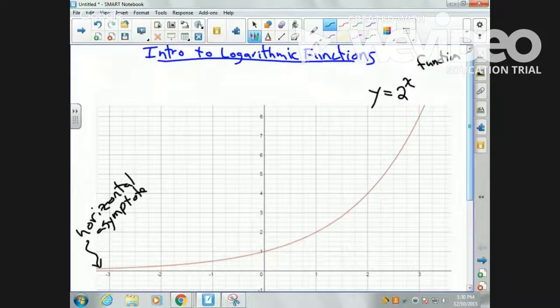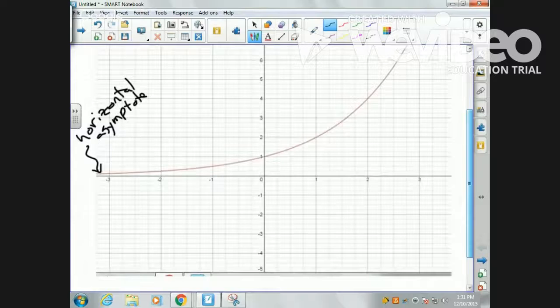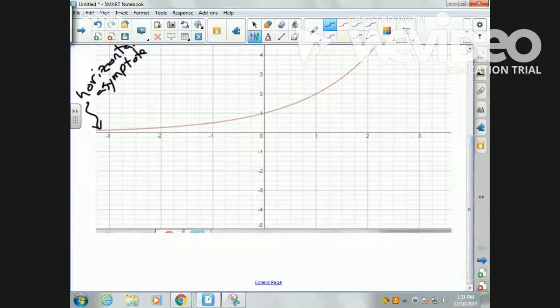So it's a function. Obviously, it passes the vertical line test. For every input, there's only one output. It's a function that's increasing. It does have a horizontal asymptote, and a horizontal asymptote is there at 0, as you can see.